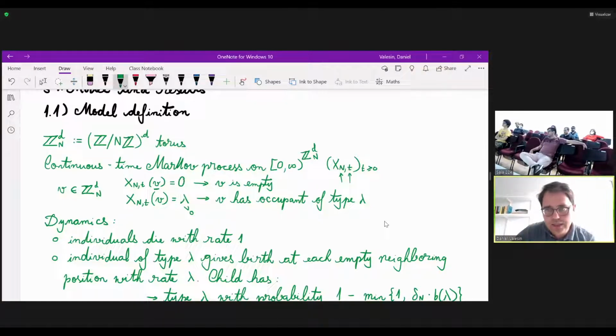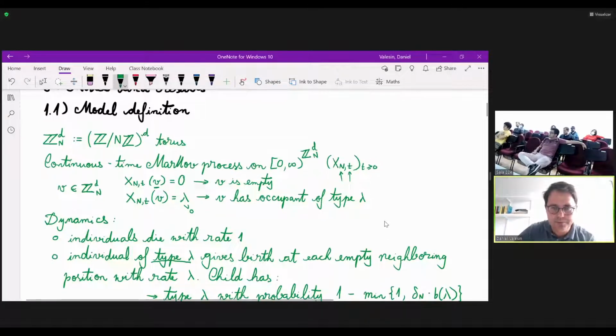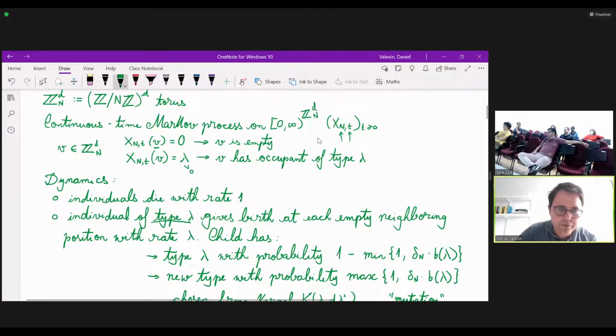And moreover, individuals try to give birth, and the rate at which they give birth is equal to their type. So if an individual has type λ, it will give birth with rate λ at each neighboring position. So if I have an individual at a certain site x, and I have a neighboring site y, and this has type λ, it will give birth at y with rate λ, but it can only give birth at an empty location. So if the neighboring position is occupied, then the birth is forbidden.